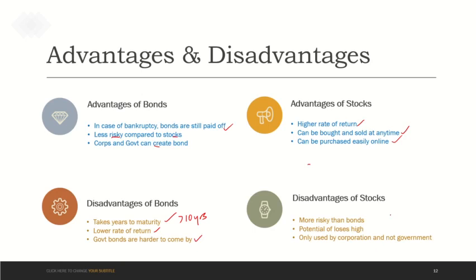Yeah. Disadvantages of stocks: they are more risky than bonds. Potential of losses is high. Only used by corporation and not government. Yeah? Government doesn't issue stocks.